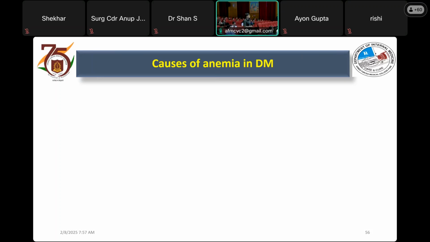Pediatric resident, please. So if you have a type 1 diabetes patient and he has anemia, what are the causes which will come to your mind? Sir, anemia. Any other resident? Please, everyone should participate.